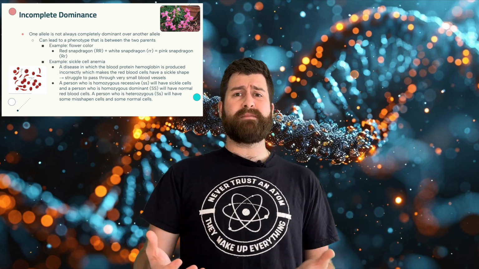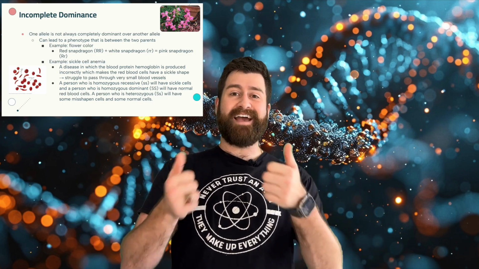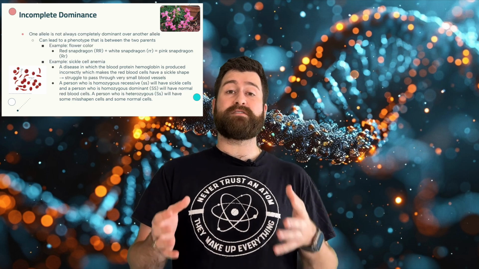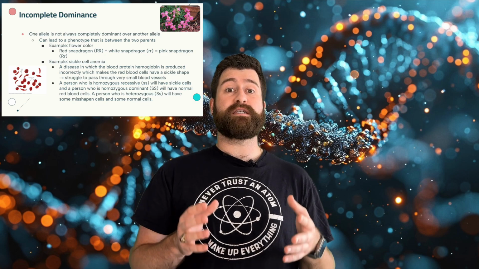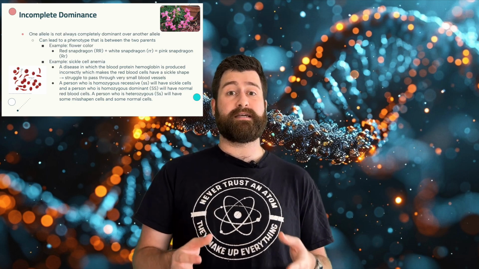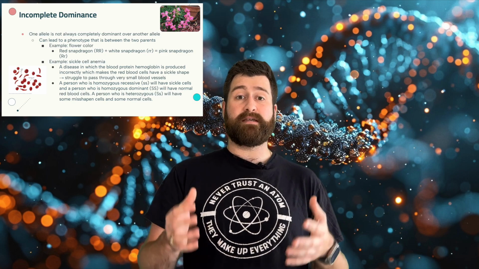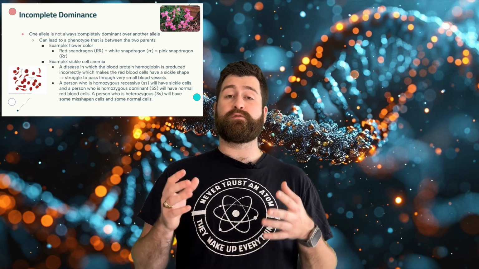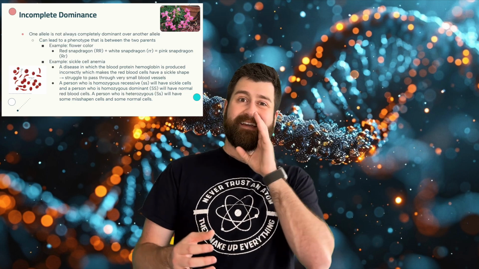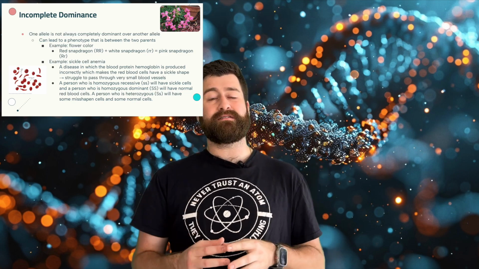So does incomplete dominance impact people too? Yes. Let's look at an example by talking about sickle cell anemia. This is a disease in which the blood protein hemoglobin is produced incorrectly, which makes the red blood cells have a sickle shape. This shape causes the affected red blood cells to struggle to pass through very small blood vessels. Capillaries, if you know your blood vessels.